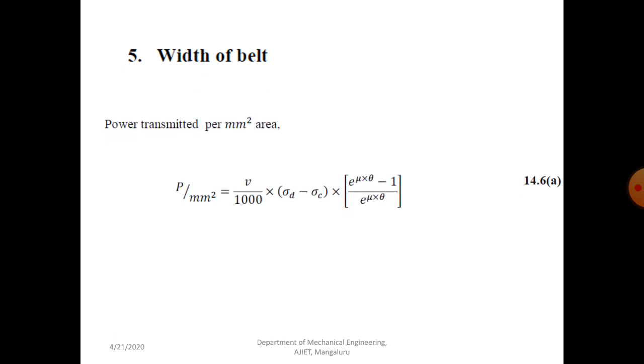Now again calculate the width of the belt. How to calculate the width of the belt? That is from the power transmitted per mm² area. From equation 14.6a you will get the equation for power transmitted per mm² area. If you know the power transmitted and the power transmitted per mm² area, you can easily calculate the area, because area is equal to power transmitted divided by power transmitted per mm² area.